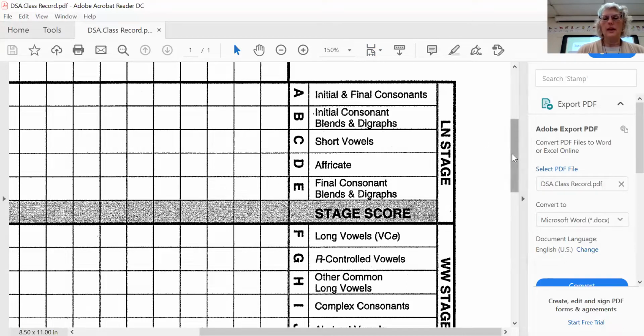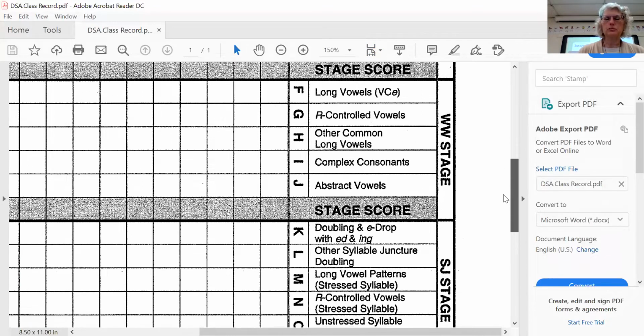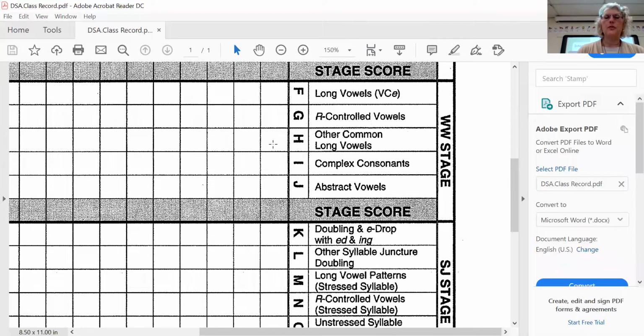So, and then we go to the within word pattern stage. And once again, there are 5 features, and you're going to actually have to practice scoring the within word pattern stage spelling, and that's going to be part of your classwork.